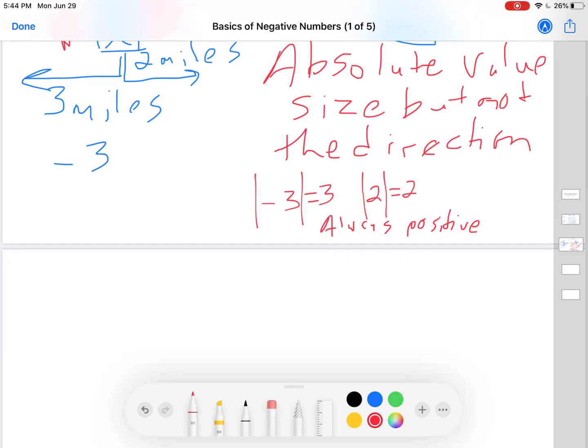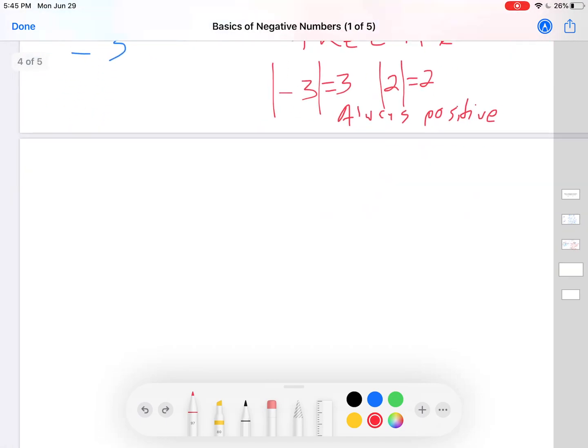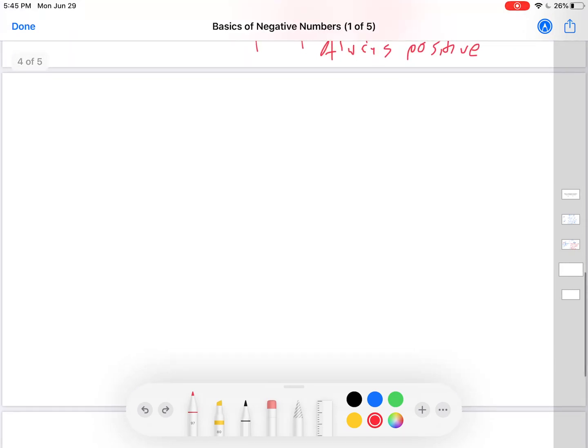You can't have a ruler that measures negative 3 inches. It only measures 3 inches, but in the wrong direction. But it's still 3 inches. So that's absolute value. Size without direction. Okay with that? So, one more thing, and that is opposites.